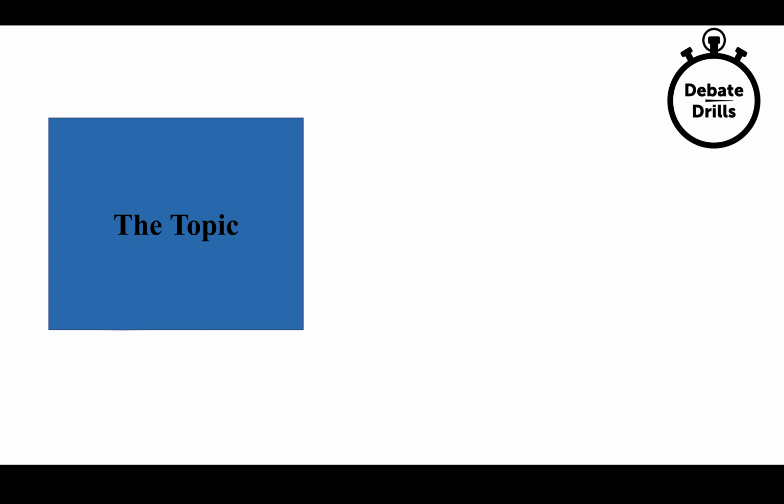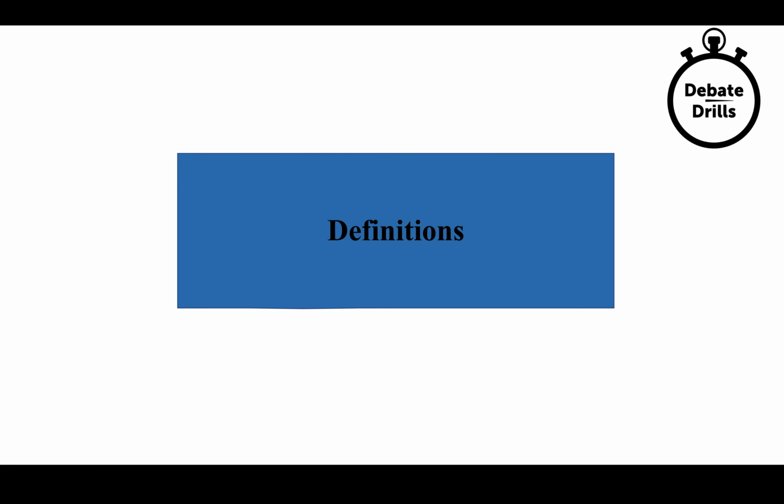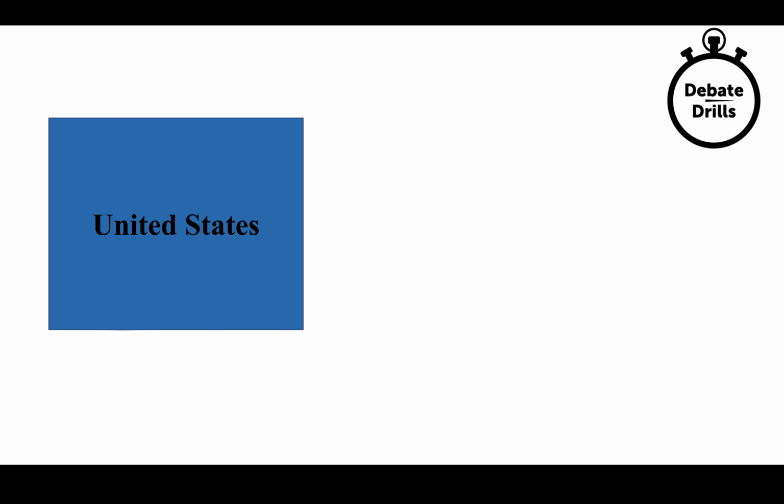So let's jump into the topic. Resolved: The United States ought to guarantee universal child care. Obviously, the first step in understanding a topic is figuring out what it's saying. So we're going to start with our definitions.